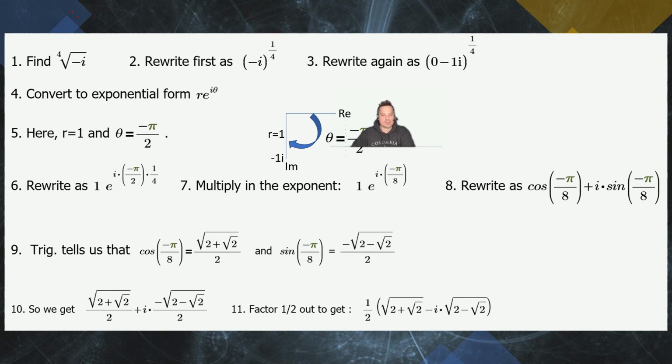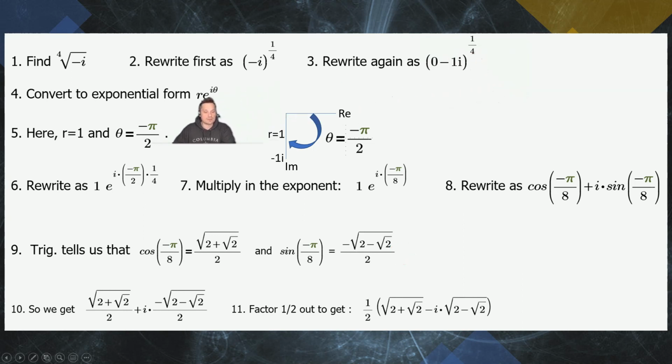Hello friends, in this one let's take a look at finding the following values. So we're going to find the fourth root of negative i. First I'm going to rewrite this as negative i raised to the 1/4 power. And then after that, just to suggest the basic shape of a complex number, I will rewrite it again as 0 minus 1i raised still to the 1/4 the entire time.